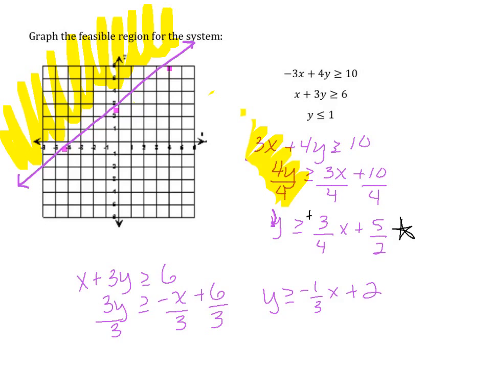So now let's graph y is greater than or equal to. So we go up positive 2. We're going to go down 1 over 3. And here we're still going to have a solid line. And we want to shade above the line.